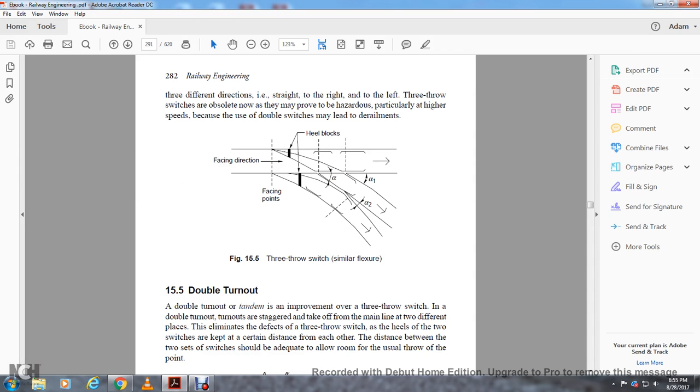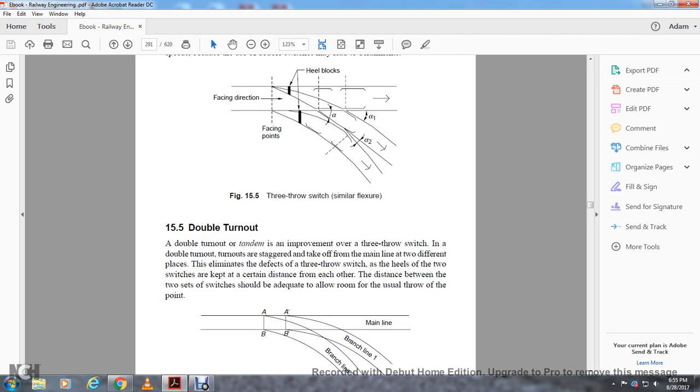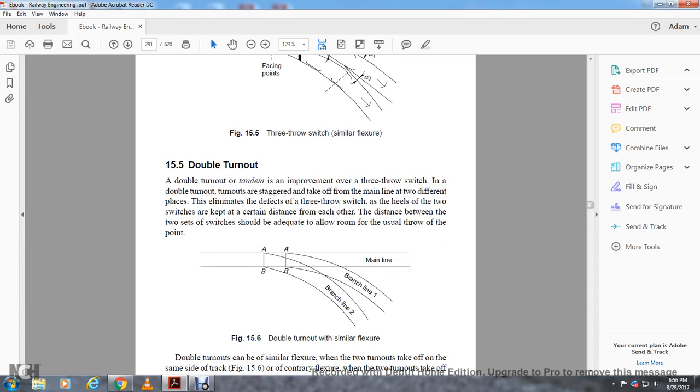Figure 15-5 shows the three-throw switch of similar flexure. The double turnout is an improvement on the three-throw switch. Double turnouts are staggered and take off from the main line in two different places, eliminating the effect of the three-throw switch, and the heels of the two switches are kept at a certain distance from each other. The distance between the two sets of switches should be adequate to allow room, usually to throw over the point. Main line, branch line 1, branch line 2.